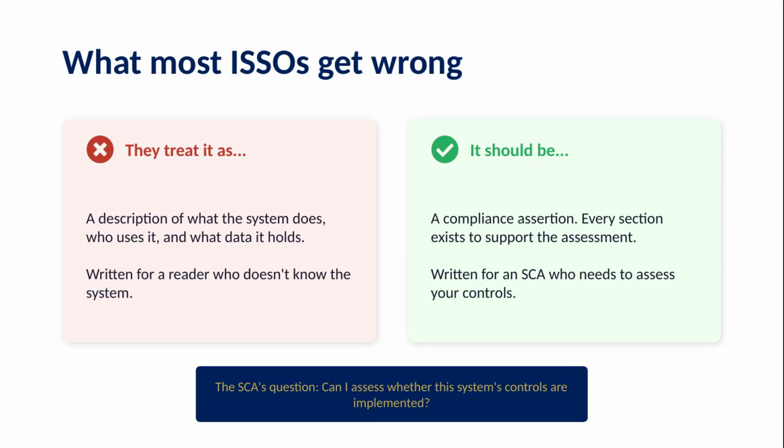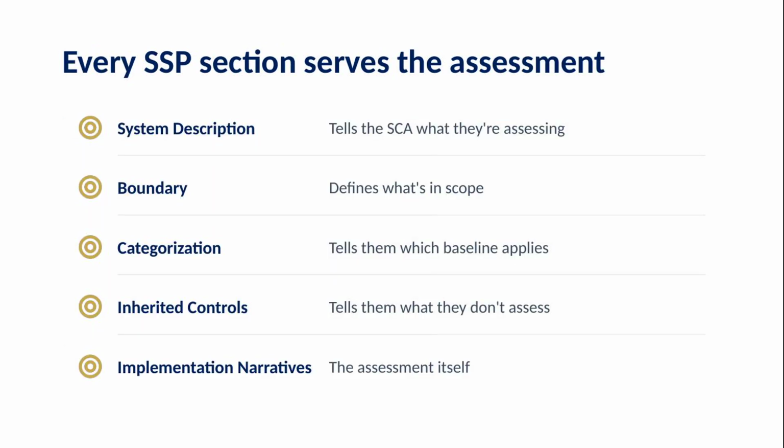Here's what most ISOs get wrong about the SSP. They treat it like a document about their system, a description of what the system does, who uses it, and what data it holds. And that's part of it, but that's not what the SCA is reading for. The SCA is reading your SSP to answer one question. Can I assess whether this system's controls are implemented? And is all the information I need to make that assessment in this document?